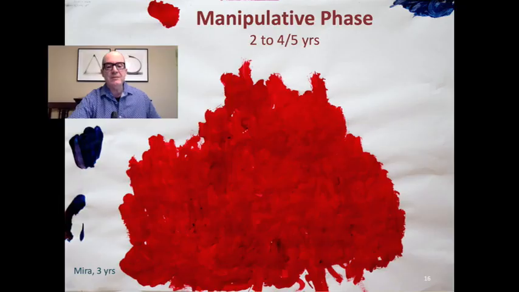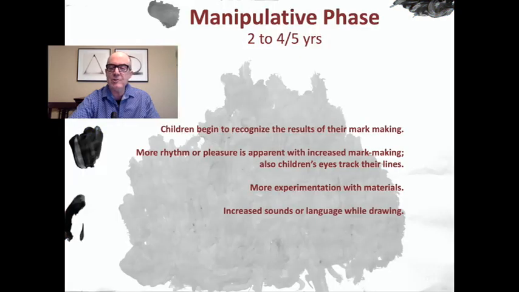Okay, the next phase, the manipulative phase, is what we call it. The manipulative phase is when children begin to get a little bit of control and they begin to notice what's going on with their mark making, and they begin to exhibit some specific intent around keeping all the red in one place. So we notice that the children really recognize that they are making marks. The rhythm and the pleasure of making marks is even more apparent than it was earlier, and it seems that self-reflection, the ability to notice what they're doing, is also really pleasurable.